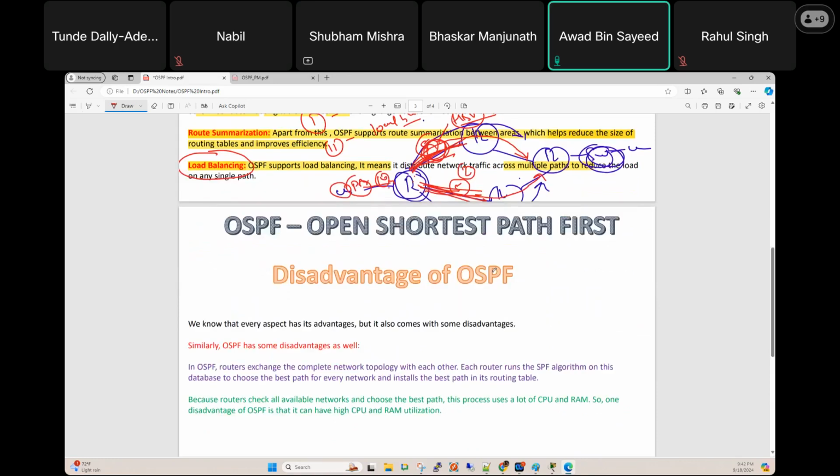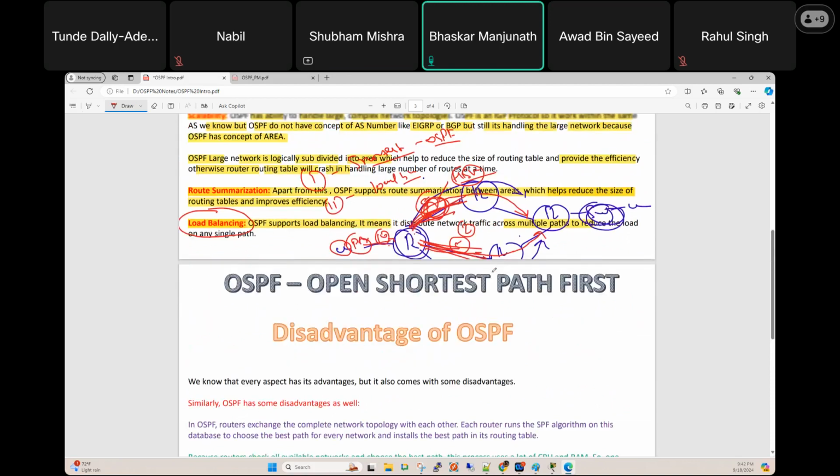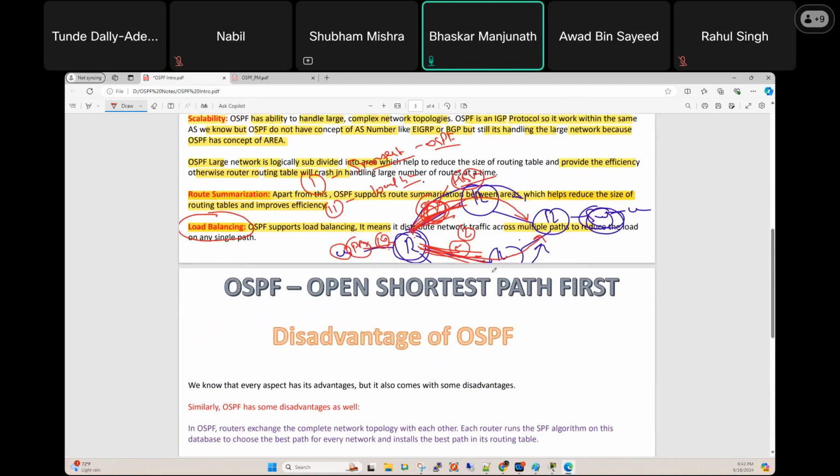Some packets are going through this link and some packets through that link, sir? Maybe. I am telling you, it does not divide the packets themselves. Divide means what? Let's suppose this is a 100 byte packet. You are not sending 50 bytes through this link and 50 bytes through the other link. No, I'm not dividing like this. It means if this router receives 10 packets, 5 packets may be sent through this link and 5 packets through this link.